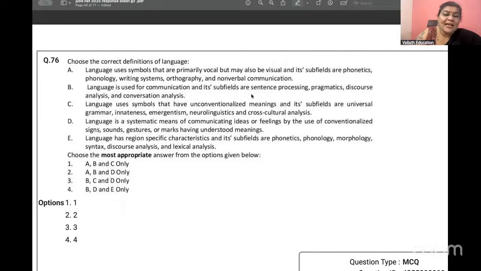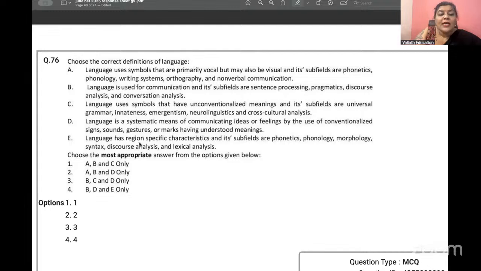Language uses symbols that have unconventionalized meanings. That's wrong. Even in the next sentence, it says, language is a system of conventions. You know, we are able to understand words because they are conventionally used. Everybody is using it as a convention. So D must be right. But C is definitely wrong. So 3 is wrong, 1 is wrong. And then language is a systematic means of communication. D looks like correct. D is correct. C is wrong. So the answer must be ABD.